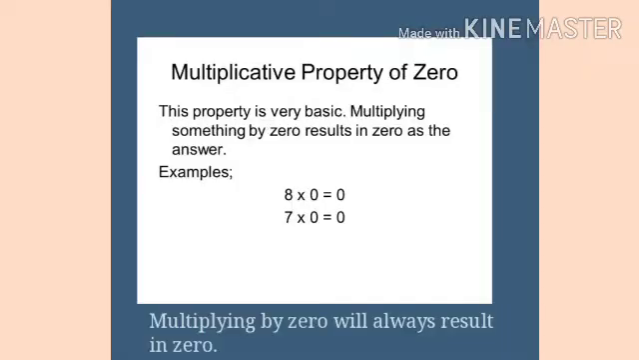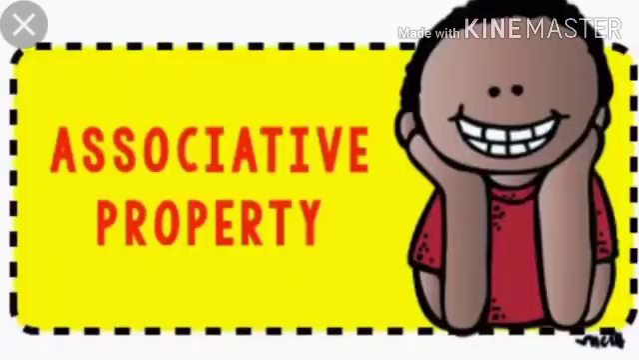Multiplicative property of 0. This property is very basic. Multiplying any number by 0 results in 0 as the answer. For example, 8 into 0 is 0. 7 into 0 is 0. The next property is associative property.